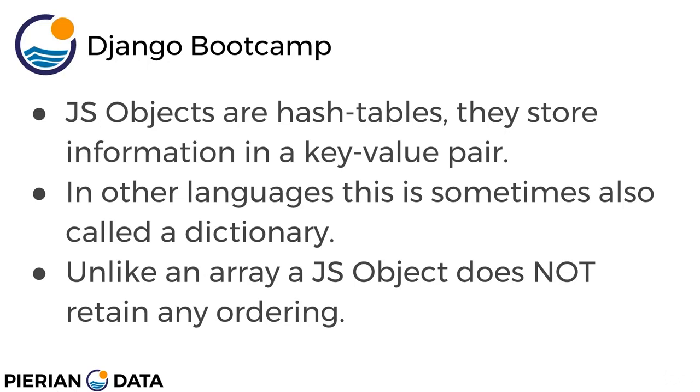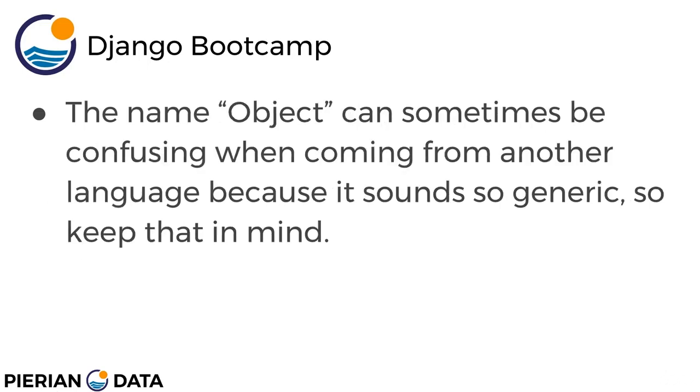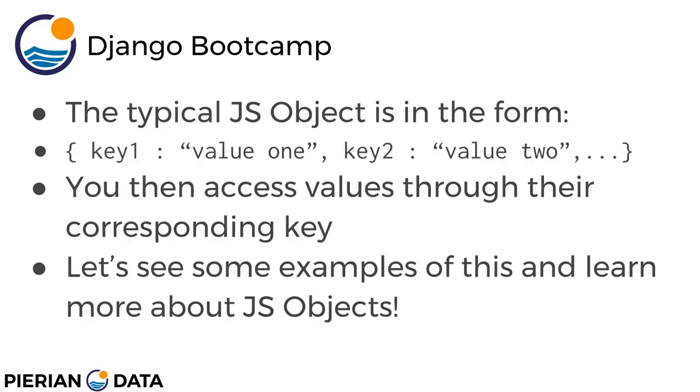And unlike an array, a JavaScript object will not retain any sort of order. The name object can sometimes be confusing if you're coming in from another programming language because it sounds so generic. But keep in mind, when someone says JavaScript object, they're talking about a very specific thing. Now, the typical JavaScript object is in this form. It's inside curly brackets, and then you have the key, colon, and then the actual value that's associated with that key. And you then access values through the corresponding key.